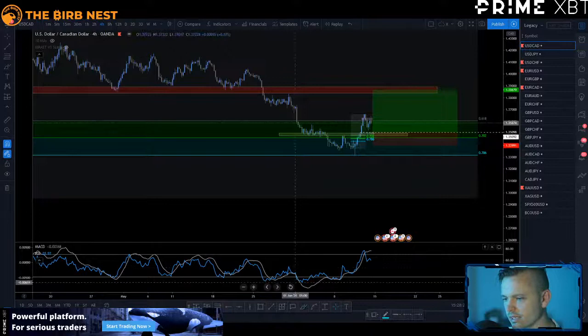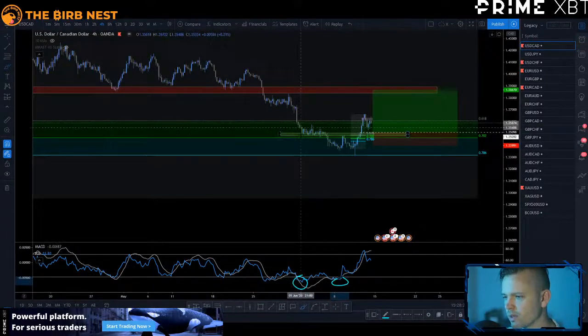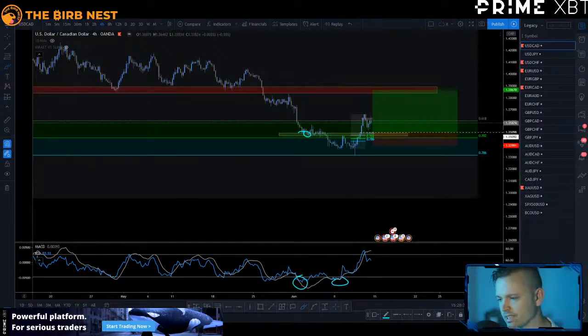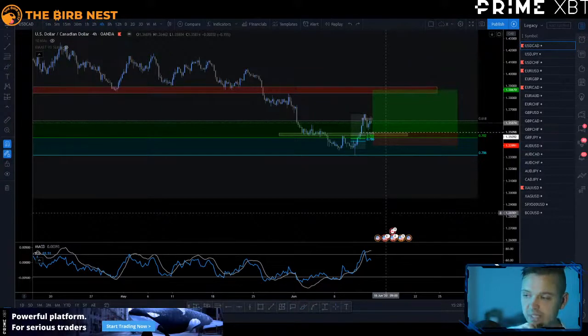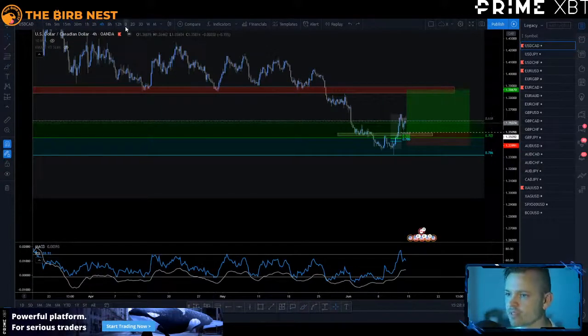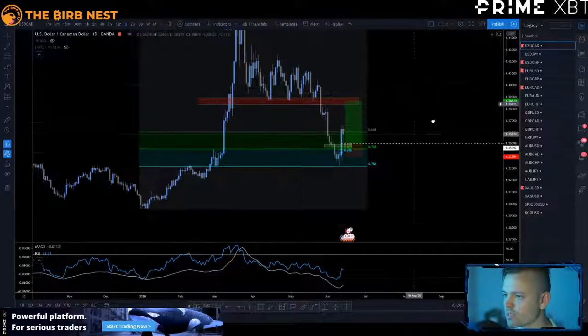With the low and higher low, with price making lower lows. So price is making lower lows, and the RSI is making higher lows. So this kind of ties up my strategy pretty nicely.